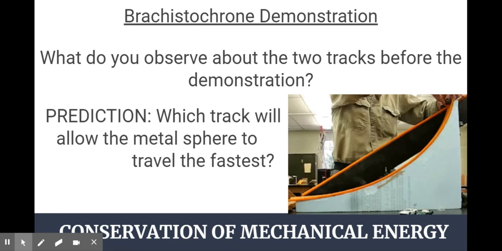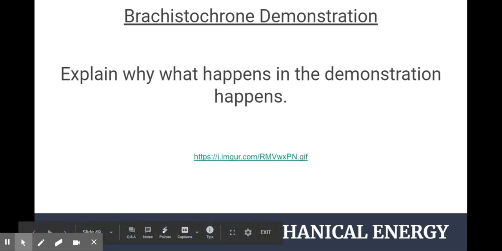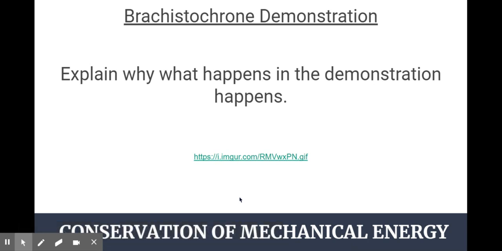I have an actual one of these. It's called a brachistochrone. I have one of them, but obviously it's at school, and I can't get it for you right now. But once again, go to the slides. If you go to the actual slides that I have, you can click on this link right here and watch what happens. I want you to watch it and try to explain what happens in the demonstration. Try to use conservation of energy to explain what happens. I'm not going to explain it to you here. I want you to work it and see if you can figure out a good explanation as to why it happens.